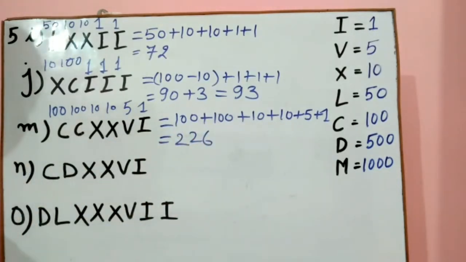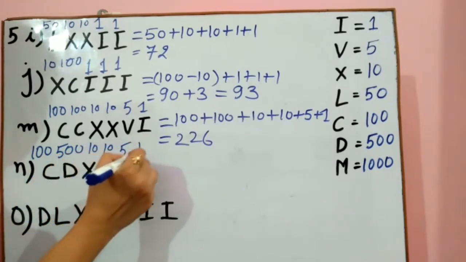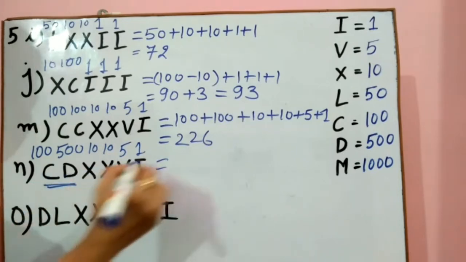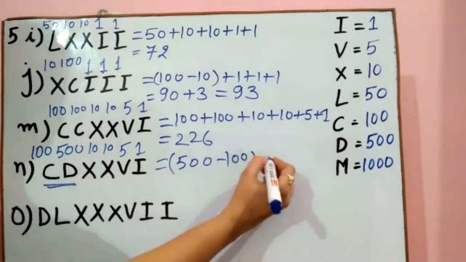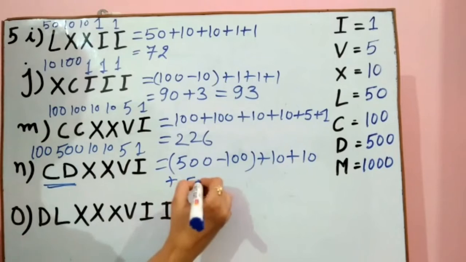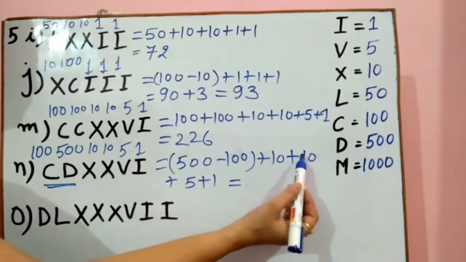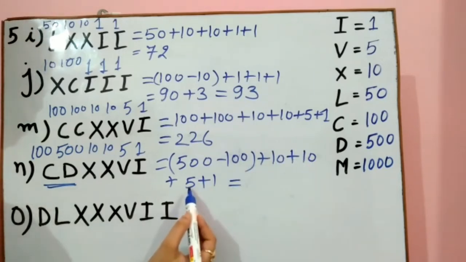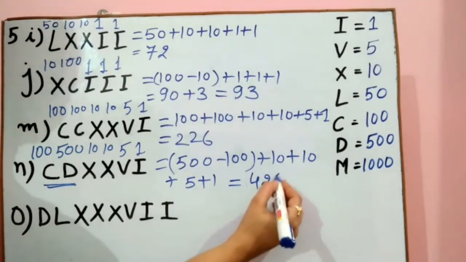The next is N. C is 100, D is 500, X is 10, V is 5 and I is 1. We will subtract 100 from 500. Then plus 10 plus 10 plus 5 plus 1 is equal to 500 minus 100, 400 plus 10, 410 plus 10, 420 plus 5, 425 plus 1, 426.